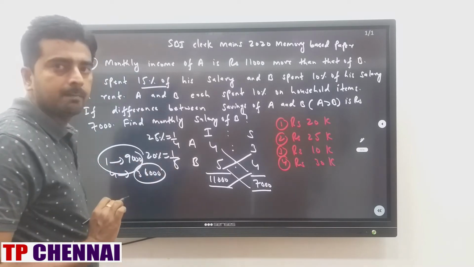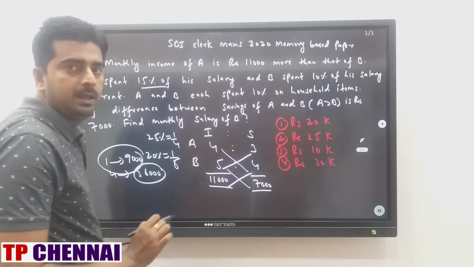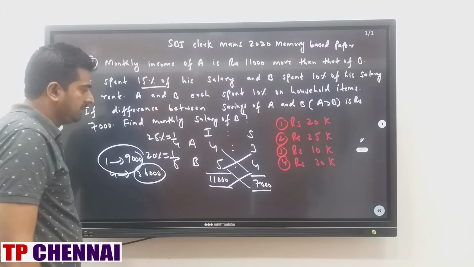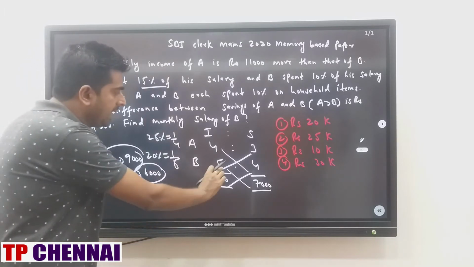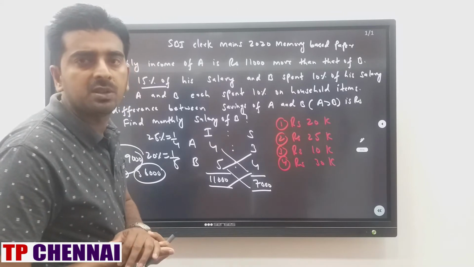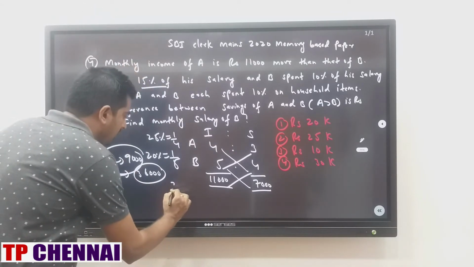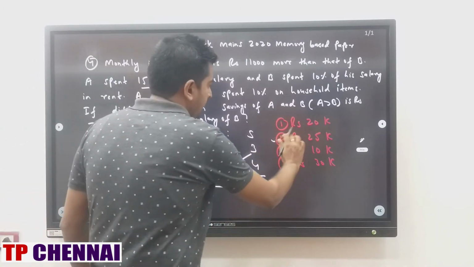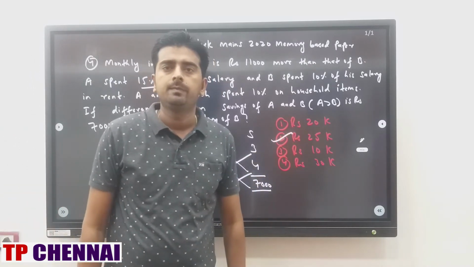But what are they asking? They are asking the monthly salary of B, not the monthly salary of A. Monthly salary of A is 36,000 and the difference of A and B is 11,000. So B's monthly salary will be how much? 36,000 minus 11,000, which is 25,000. So my answer is nothing but the second option.